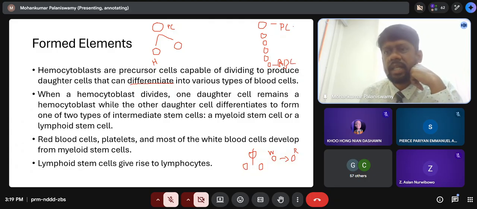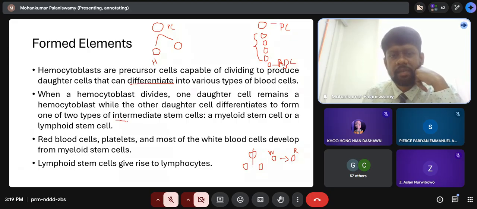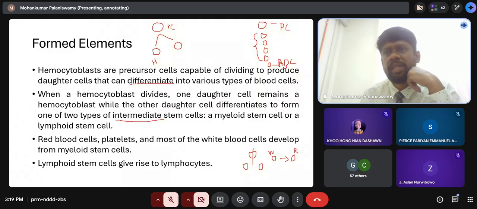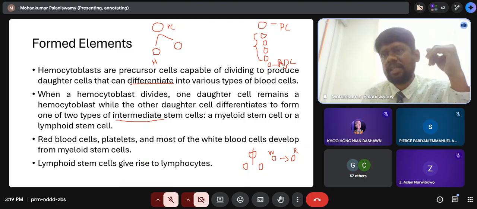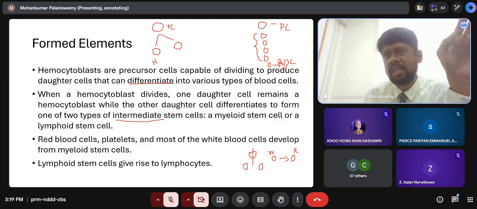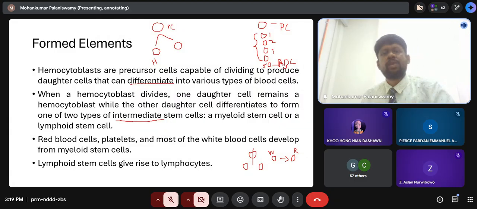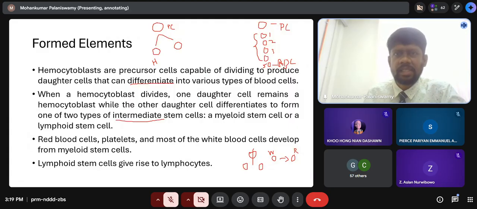So this is the precursor cell and this is the final cell. The cells which are present in between this hierarchy are called intermediate cells, intermediate stem cells. So this precursor cell, hemocytoblast, is a stem cell, and it either differentiates or proliferates and forms a series of cells. See, cell 1, cell 2, cell 3, cell 4, cell 5, and cell 5 is the RBC, right?